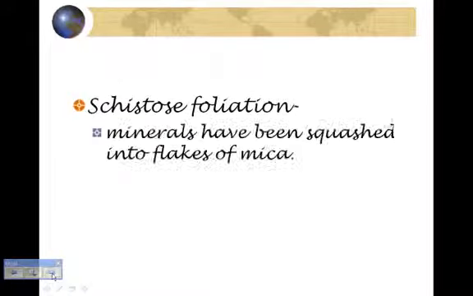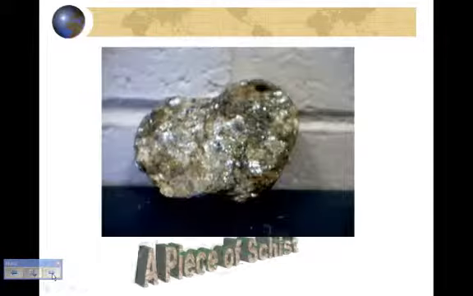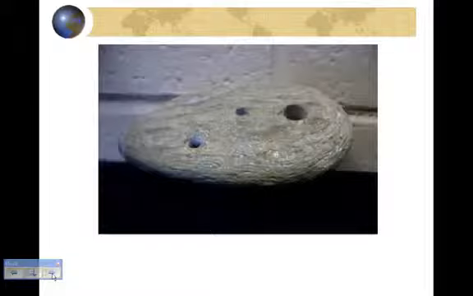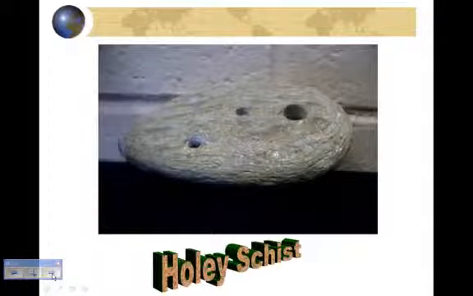This schistose foliation, as I already mentioned, is the minerals being squished together and often presents itself in the form of flaky mica. If you remember mica from our mineral ID, it's very shiny, it exhibits cleavage, and it breaks along one plane. There's a piece of schist. You can see the very shiny mica crystals. And here is the world famous holy schist.